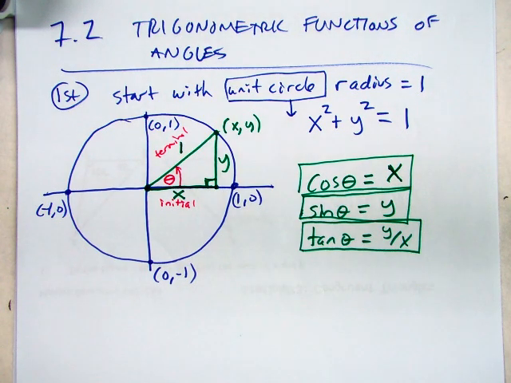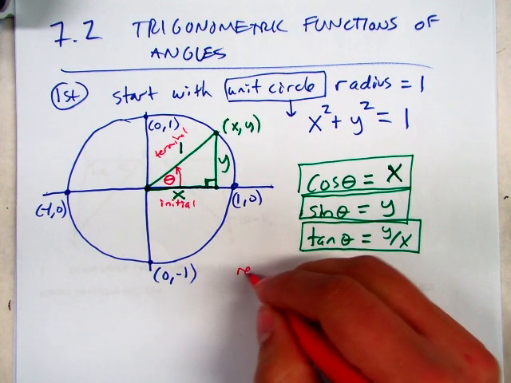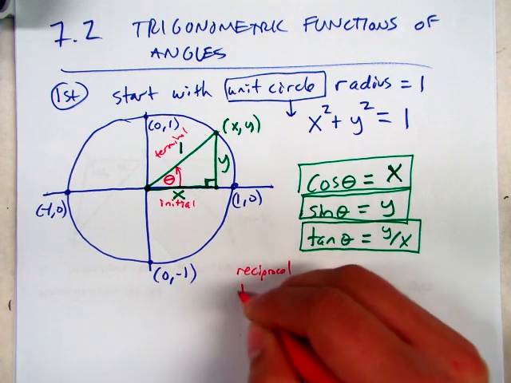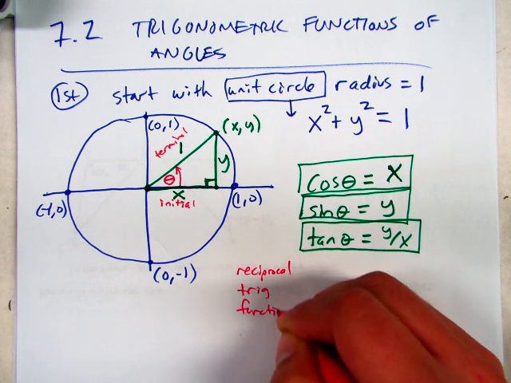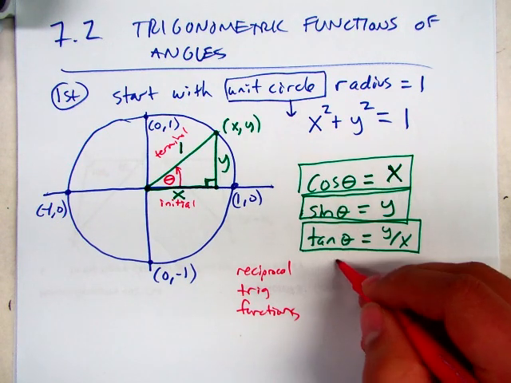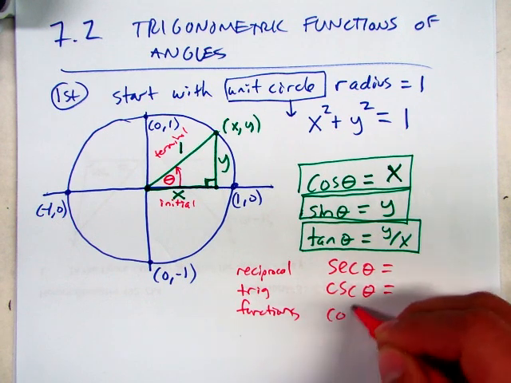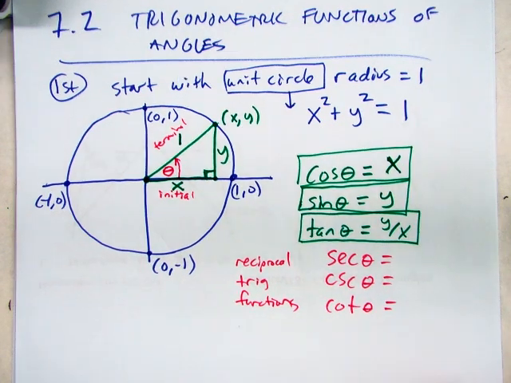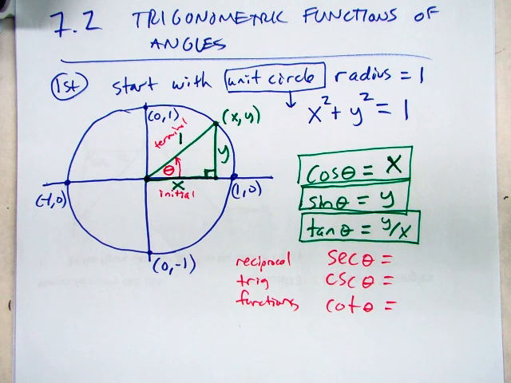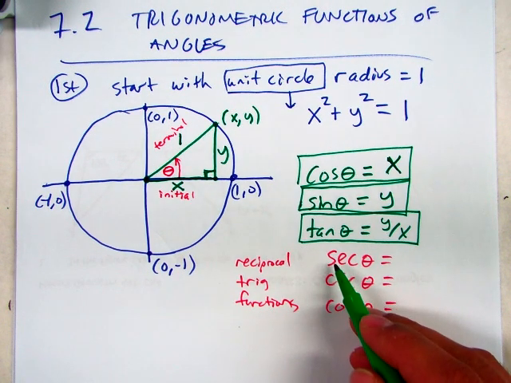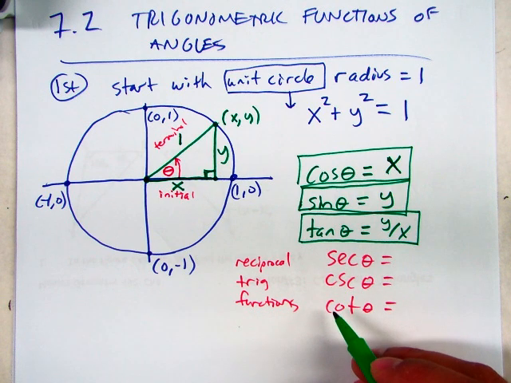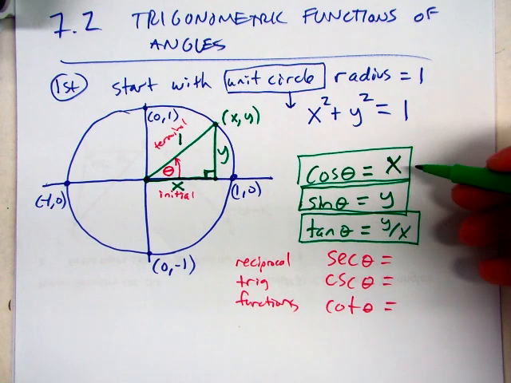All right. There are three more that you really haven't talked about. These are called the reciprocal trig functions. Secant, cosecant, and cotangent. Okay. Secant, cosecant, cotangent. I wrote them in the order that's going to correspond to this order up here, okay?